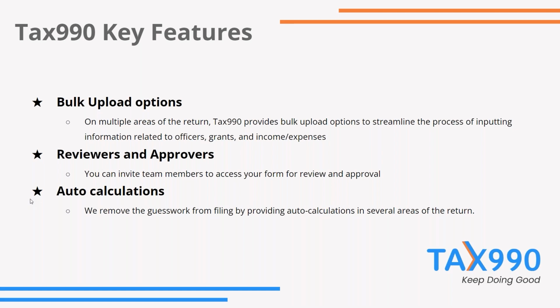Once you complete a return, you can share it with members of the organization for approval, as mentioned. The return can be shared electronically, meaning you send the organization member an email to access the document online, and they can review it, comment, and approve it. Or you can share manually, meaning that you would print a copy and share it with the organization members. And as mentioned earlier, we do provide those auto calculations, which helps remove that guesswork from filing by calculating several areas of the return for you.